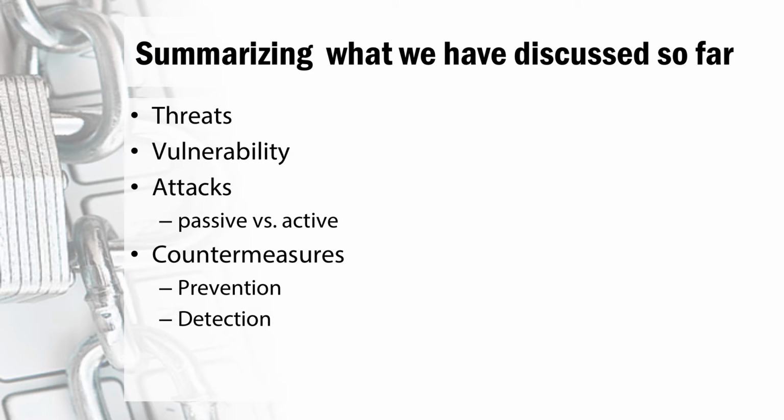In the previous video, we discussed threats, which are potential dangers or avenues for attacks on information systems. We went over vulnerabilities, which are weaknesses in software or systems resources that can be exploited by attackers. We also went over the types of attacks, which are passive and active. We reviewed how each attack is different from each other.